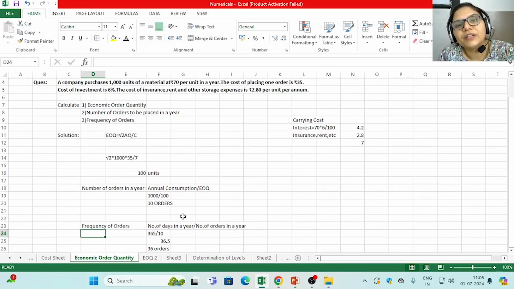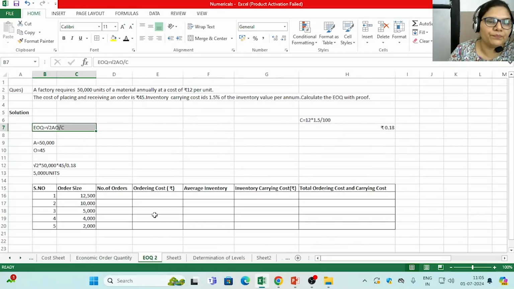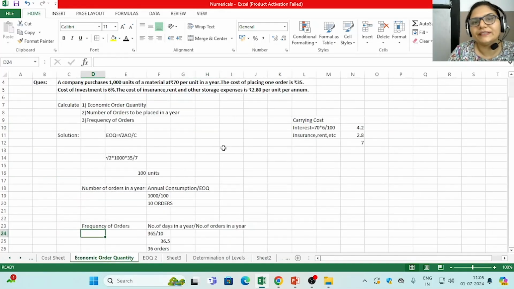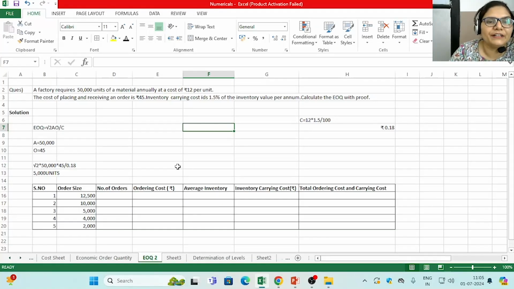Now moving on further, we have another level of calculating EOQ. The concept is the same, how to identify economic order quantity, but we are taking it in a very different manner and trying to understand the concept in a more elaborate way.